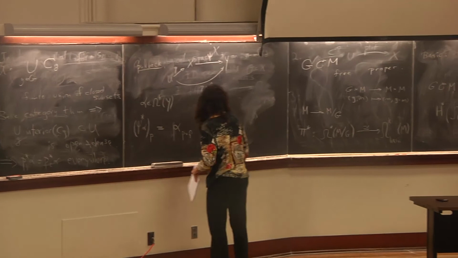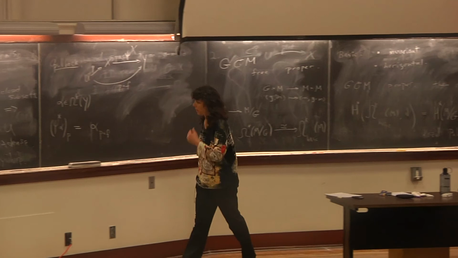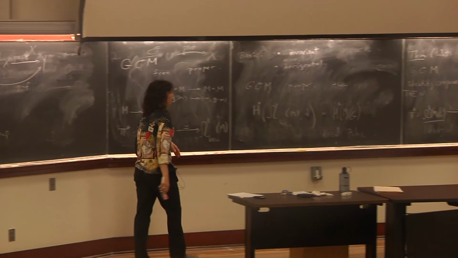And let me give you one more ingredient in the proof. So now we can just look at the identity component. And now we can just look at proper actions with this argument. So is this true for proper actions?